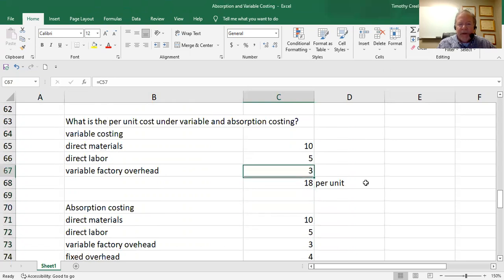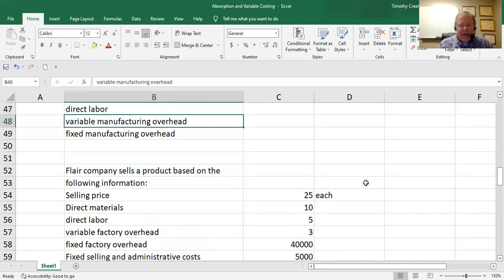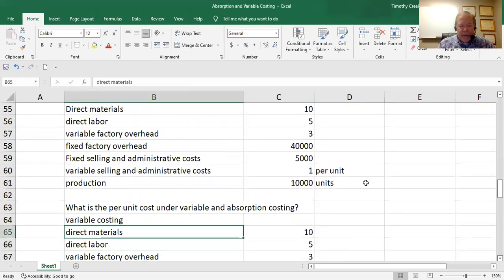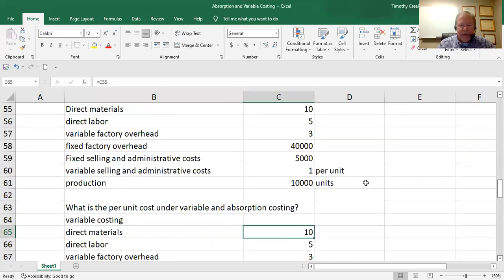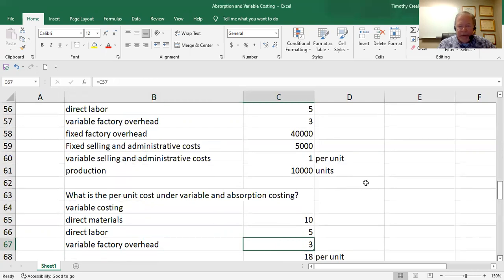So the first thing we'd look at is what is the per unit cost under variable and absorption costing? Under variable costing, remember that your product cost is all of your variable cost only. So in the example that we just looked at, under variable costing, the product cost would be the direct materials, the direct labor of $5, and the variable factory overhead of $3.